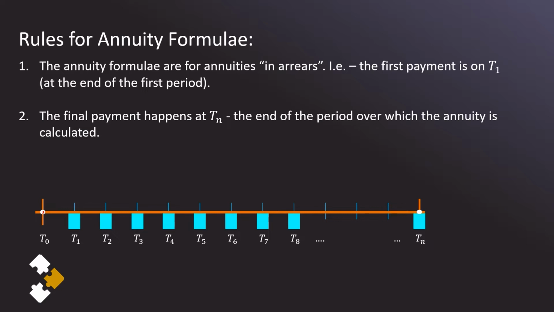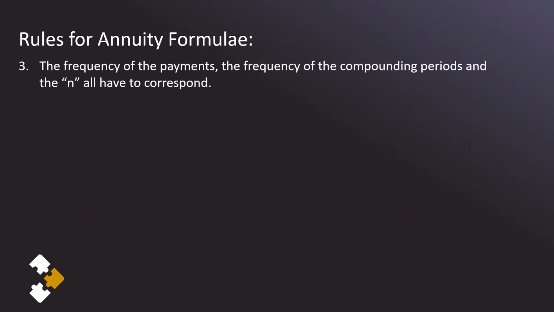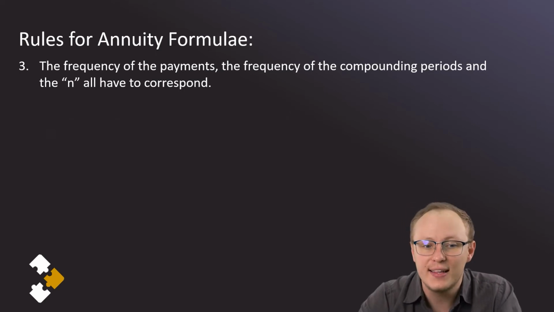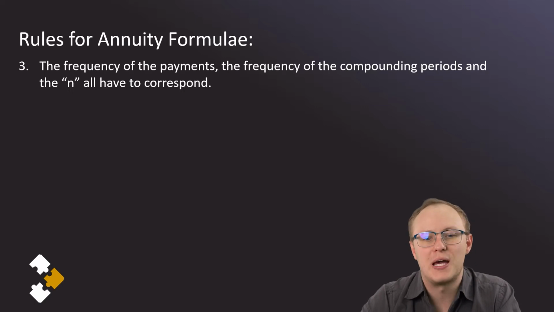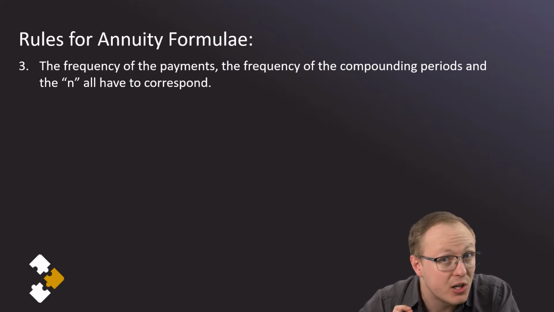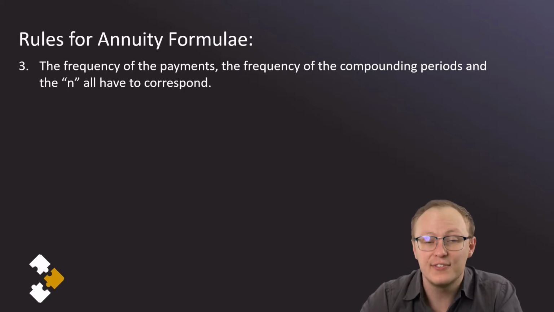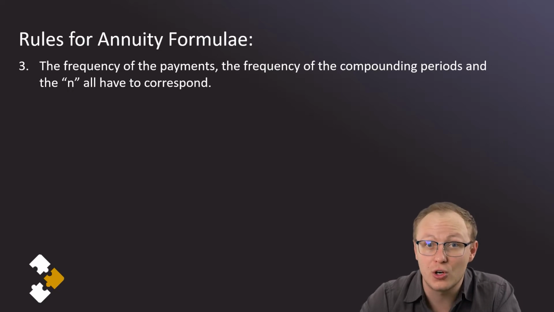And for a future value annuity, Tn is going to be the day on which we are trying to find the value of all of these cash flows, that future value. And then the last one is that everything has to match up. So the frequency of the payments, the frequency of the compounding period, and the n all have to correspond.